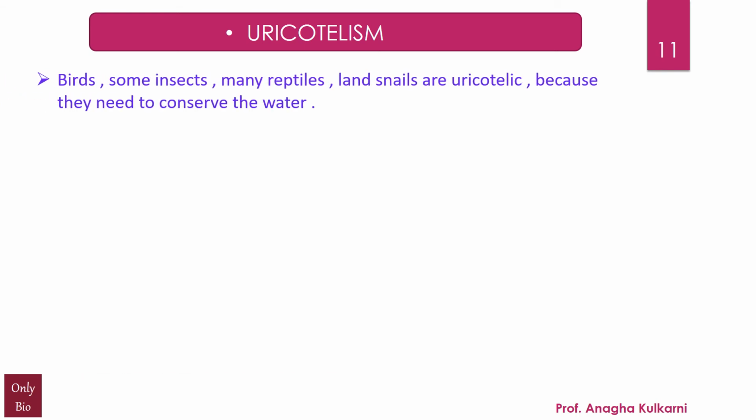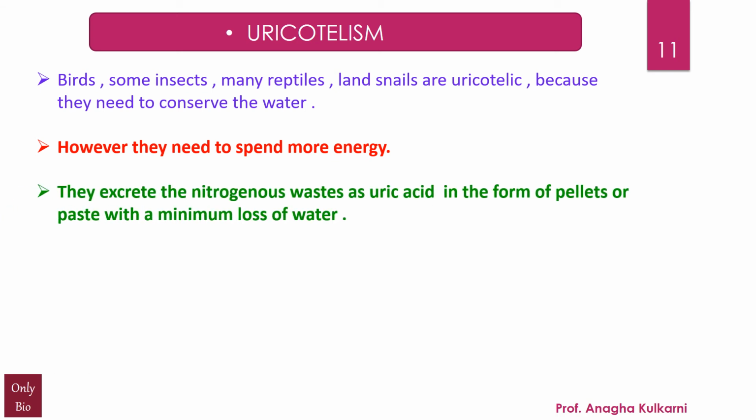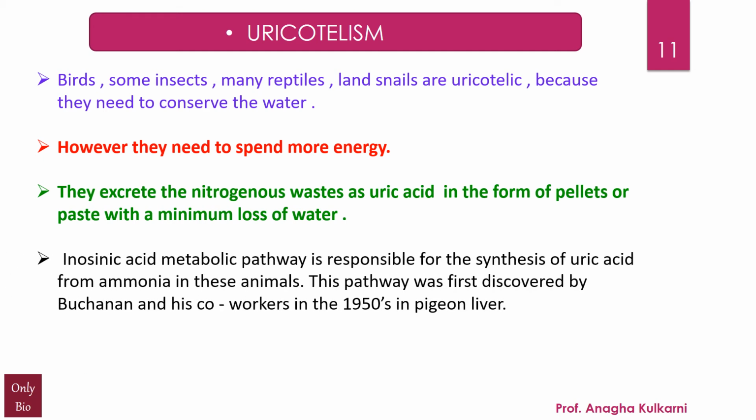Birds, some insects, many reptiles, land snails are uricotelic because they need to conserve the water. However, they need to spend more energy. They excrete the nitrogenous waste as uric acid in the form of pellets or paste with a minimum loss of water. Inosinic acid metabolic pathway is responsible for the synthesis of uric acid from ammonia in these animals. And this pathway was first discovered by Buchanan and his co-workers in the 1950s in pigeon liver. Very, very important. Buchanan.